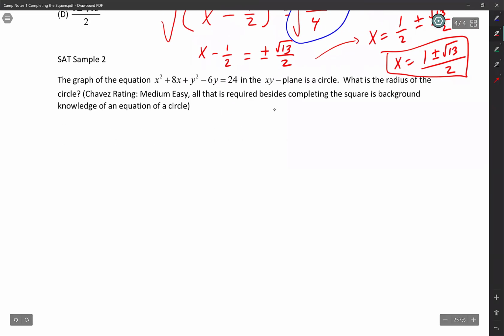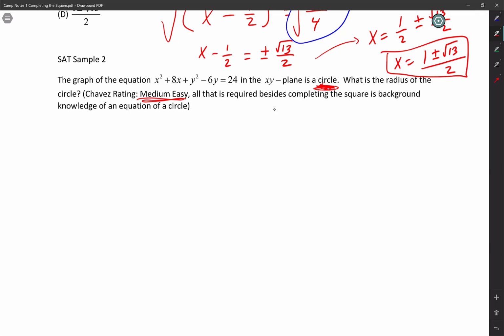All right, last one. This one I labeled medium easy. The only thing you got to know is the equation of a circle. Let's read the question here. It says the graph of the equation x squared plus 8x plus y squared minus 6y equals 24 in the xy plane is a circle. Okay, it's a circle, underlined circle. What is the radius of the circle?